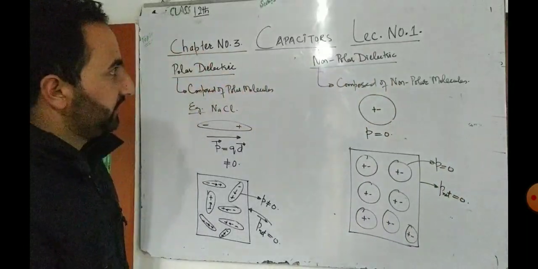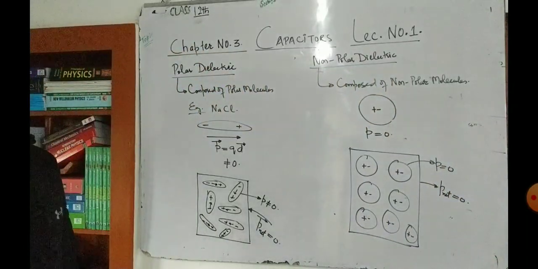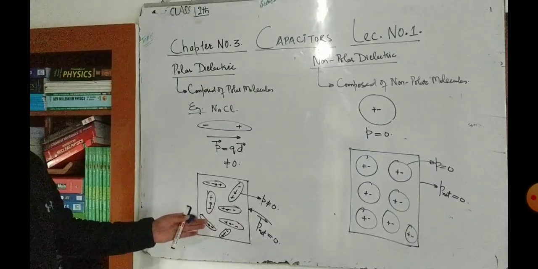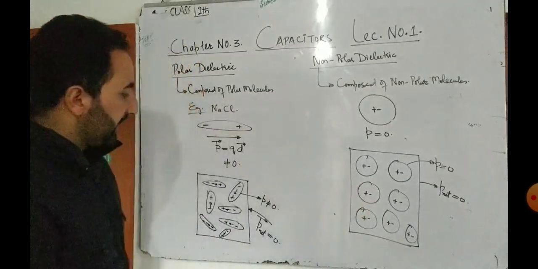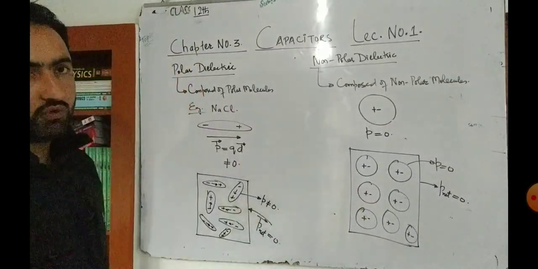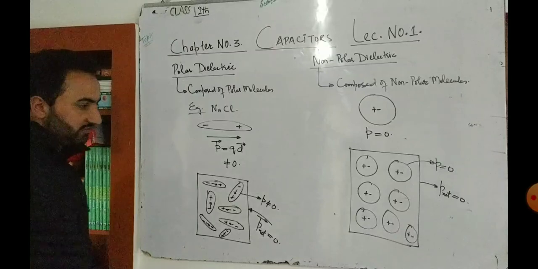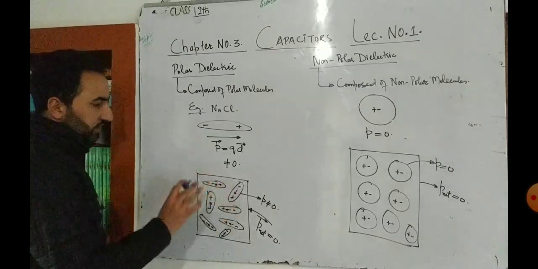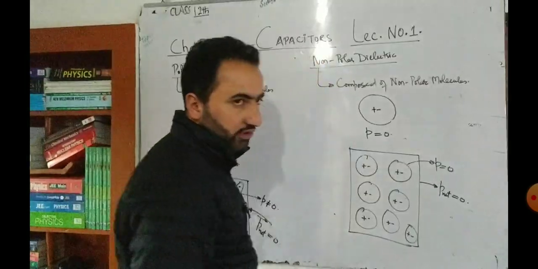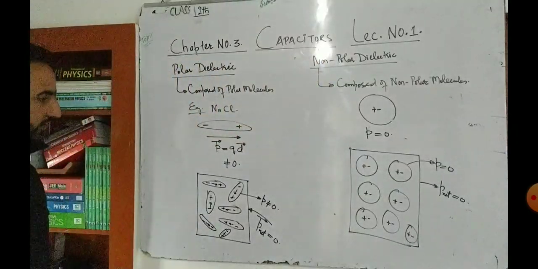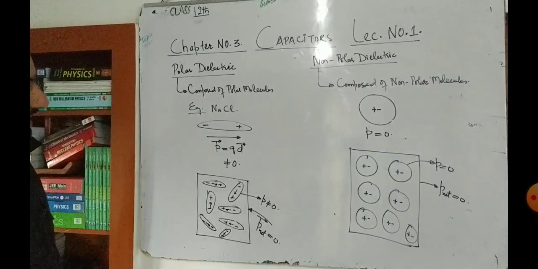That means there is a similarity between the polar dielectric and the non-polar dielectric, and that's like this. If we have an isolated polar dielectric or an isolated non-polar dielectric, the net dipole moment in both the cases is simply equal to 0. But there is a minor difference, and that's like this: in the polar dielectric the dipole moment of each molecule is not equal to 0, but in the non-polar dielectric the dipole moment of each molecule is equal to 0. Okay, fine.